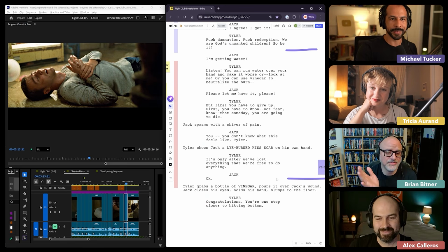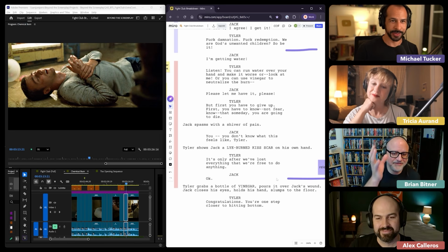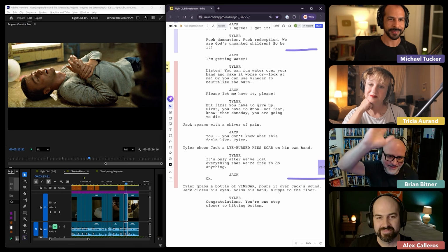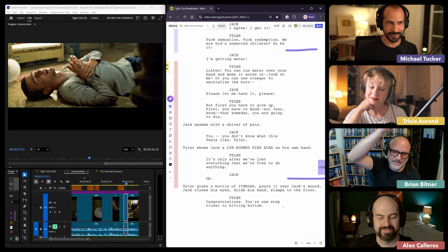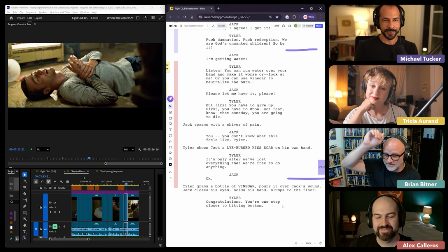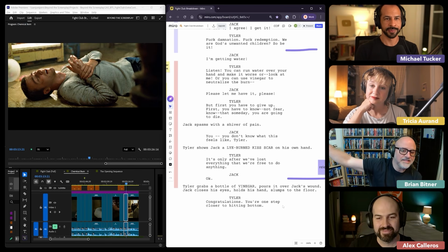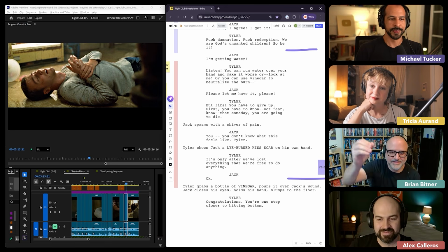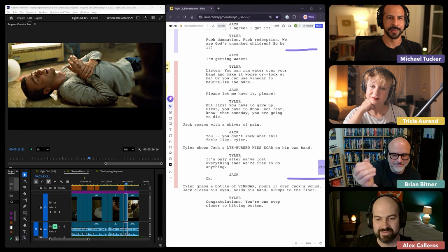Also, writing-wise, we're appreciating the structure of the scene too, right? Absolutely. We have the normal world, we have the inciting incident with the kiss, we have the midpoint where Tyler starts saying what he's doing, we have the crisis where, like you said, Jack just needs to get out of there as soon as possible, but he has the solution, he just has to accept it, and then we have the resolution. Yes.